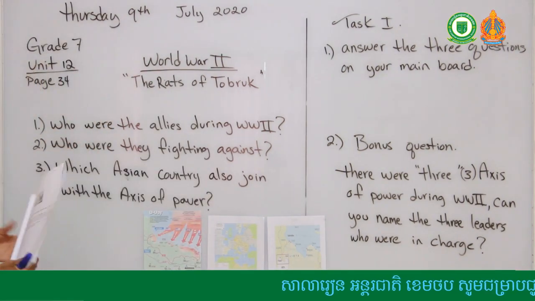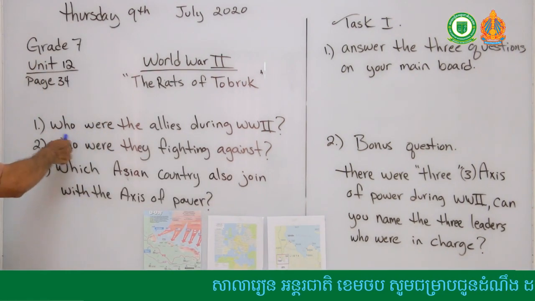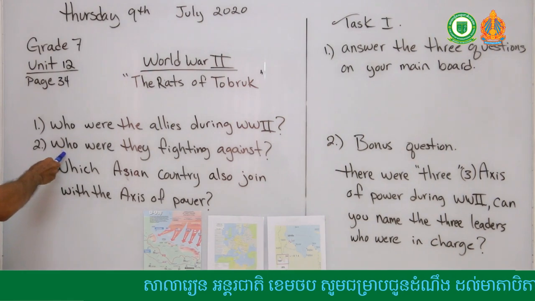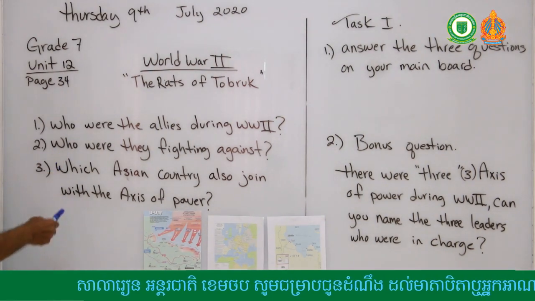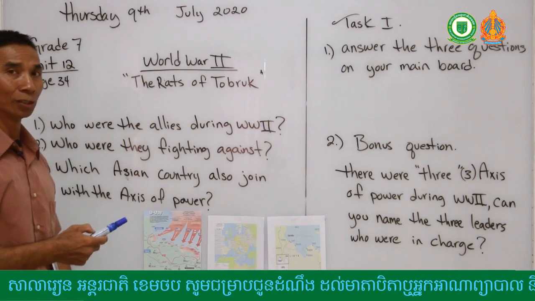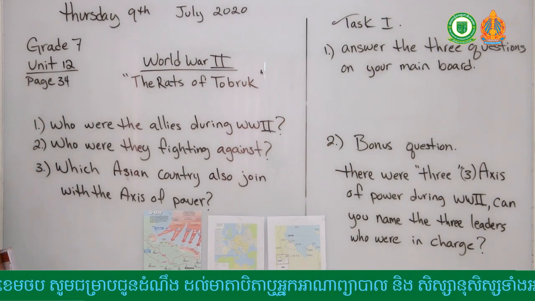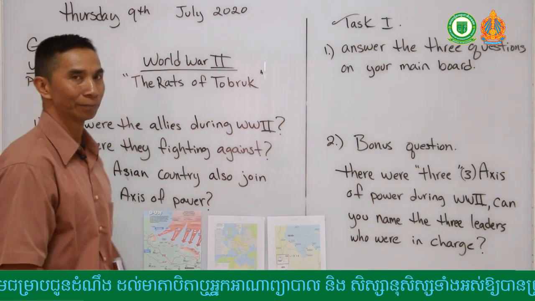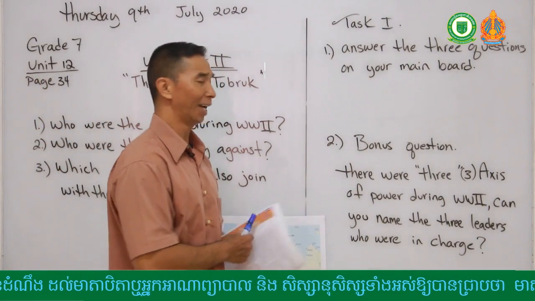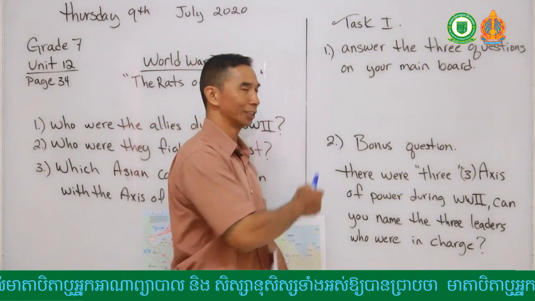Okay, for your first task, I want you to answer these three main questions on the board. Who were the Allies during World War II? That's the first question. The second question, who were they fighting against? And the last question, which Asian country also joined with the Axis Powers? You got that?